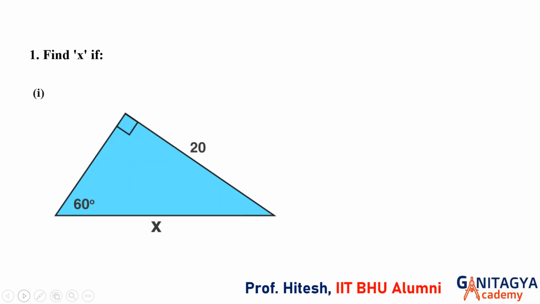Okay, find the value of x. See, very easy question. This is 60 degree. So opposite to 90 degree is the hypotenuse. So this is the hypotenuse. Okay. So sin 60 is perpendicular upon hypotenuse; opposite to the angle is the perpendicular. 20 upon hypotenuse is h, and h is nothing but x.